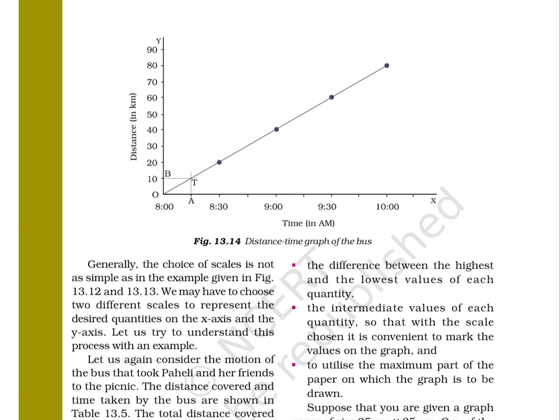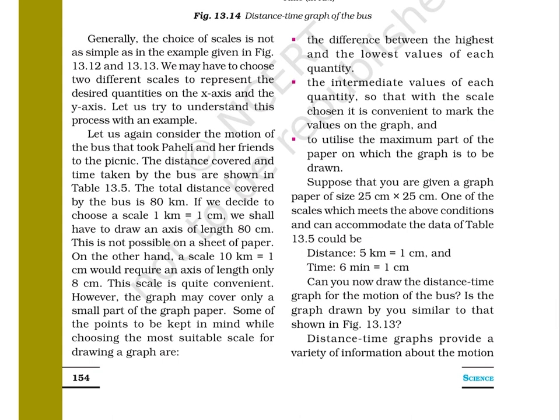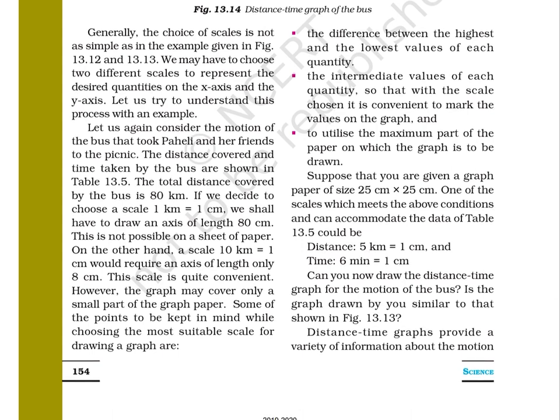Generally, the choice of scales is not as simple as in the example given in figure 13.12 and 13.13. We may have to choose two different scales to represent the desired quantities on the x-axis and the y-axis. Let us try to understand this process with an example. Let us again consider the motion of the bus that took Paheli and her friends to the picnic. The distance covered and time taken by the bus are given in table 13.5. The total distance covered by the bus is 80 km.